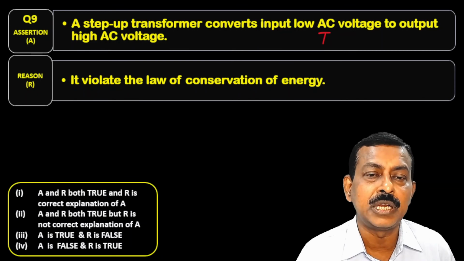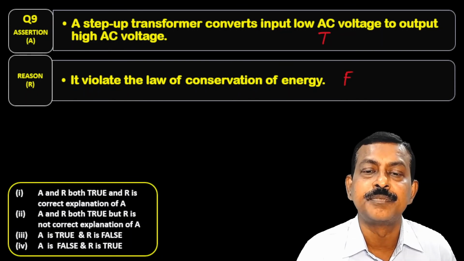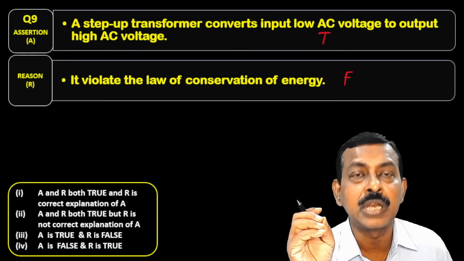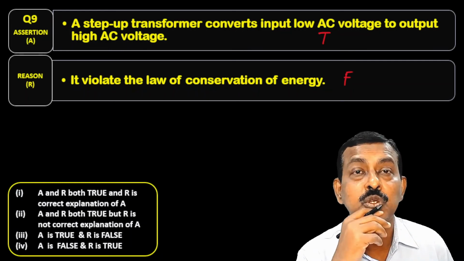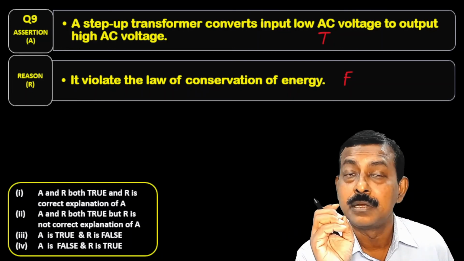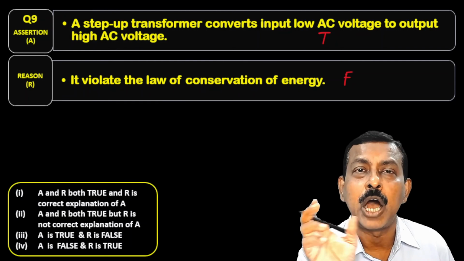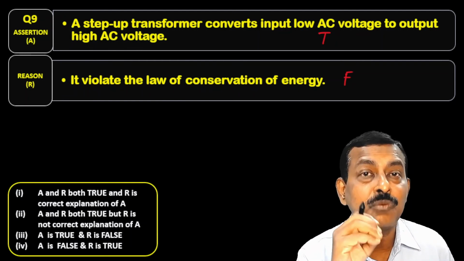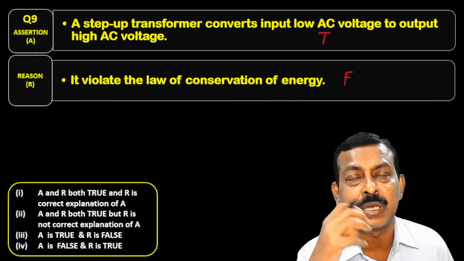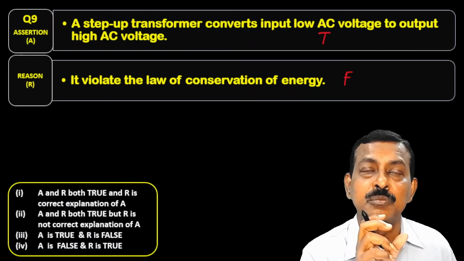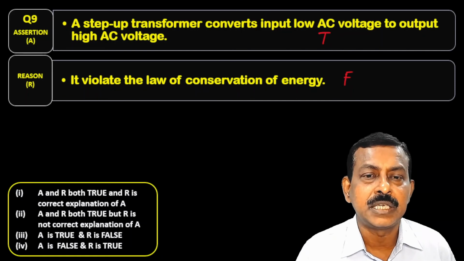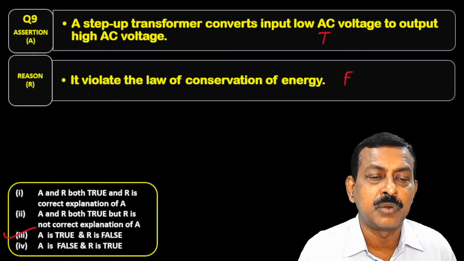And the reason part says that it violates the law of conservation of energy. Now this is false. Remember that the law of conservation of energy is a universal law. That means it is applicable for all cases. Of course, in a transformer in the ideal case, input power should be equal to output power. But if in practical transformers the output power is less than the input power, that is not violating the law of conservation of energy, because the energy is transformed to some other form, maybe heat or some other losses. That is why the output power is less than input power. So it is not violating the law of conservation of energy. So in this case, assertion is true, reason is false. So that means the third one is the correct option.